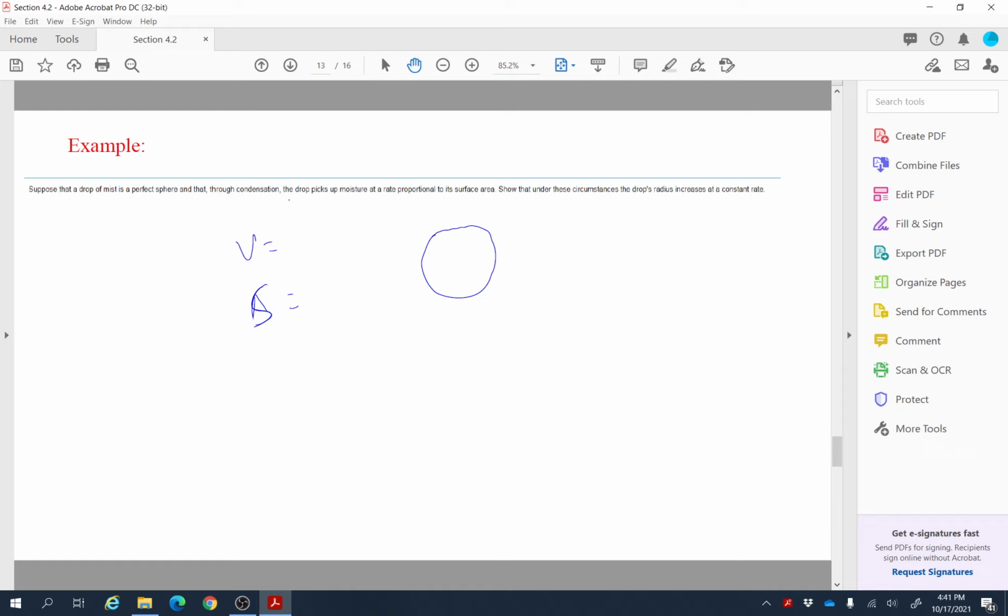You also have to understand this: the drop picks up moisture at a rate proportional to its surface area. Here they are talking about the rate of change of the volume of that sphere. So let's look at this one. If you have a sphere with the radius r, then this is the formula for the volume, which is 4 over 3 pi r cubed, and this is the formula for surface area.